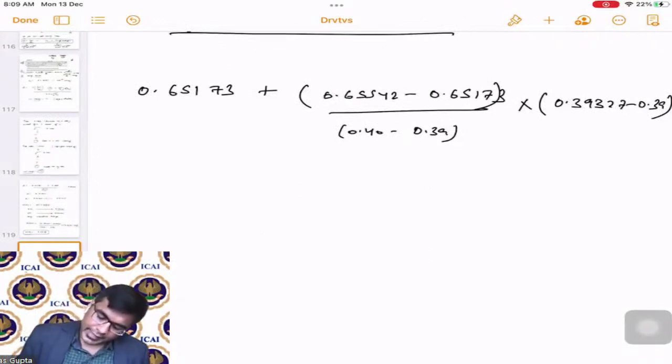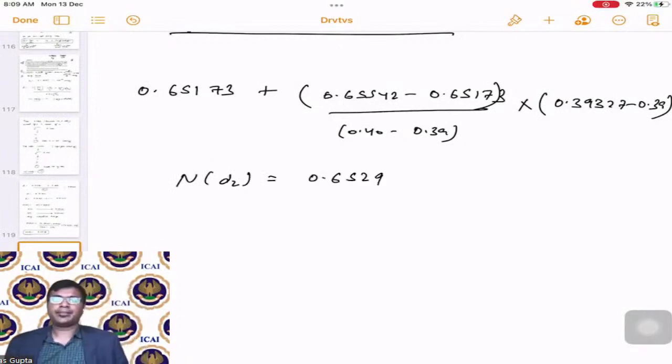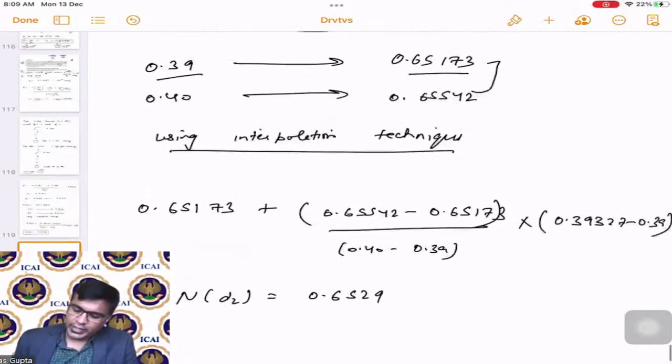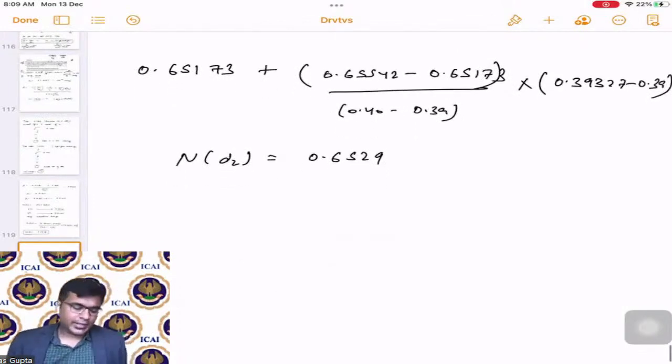So hence the ND2 is equal to 0.6529. This is what the ND2 is. ND1 we have already calculated. So now let us just apply the formula.